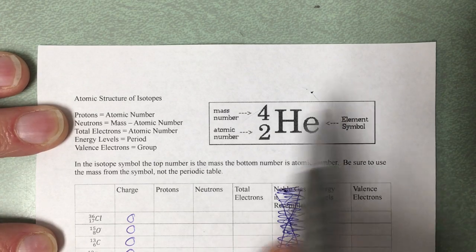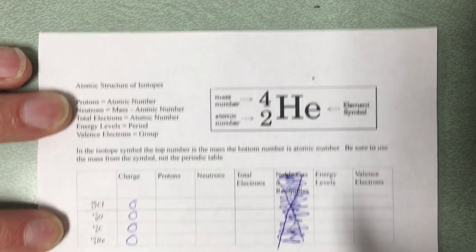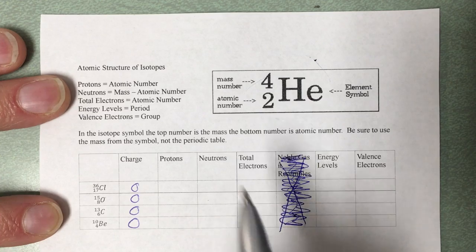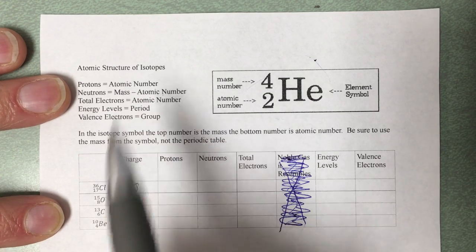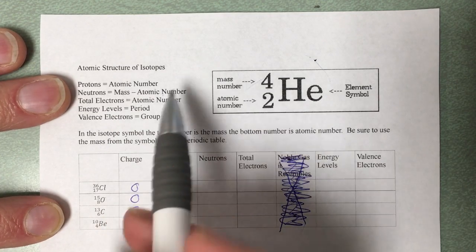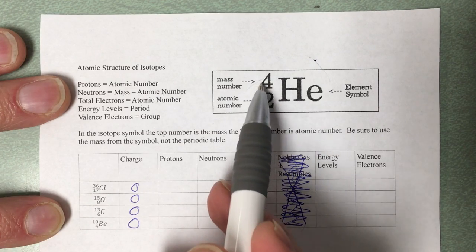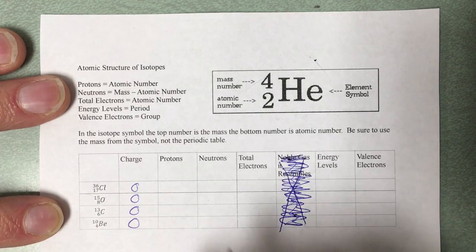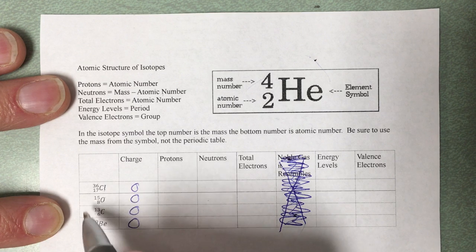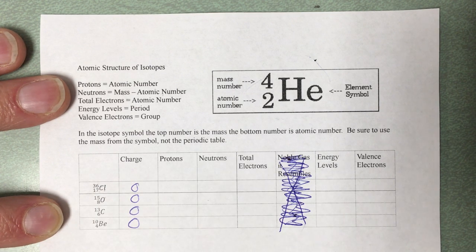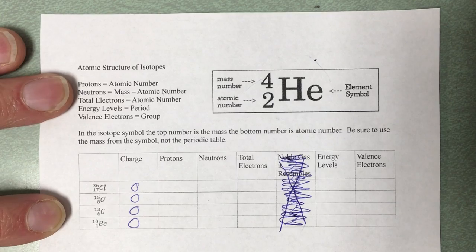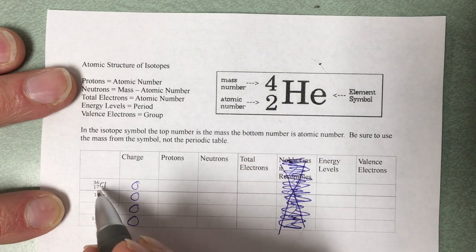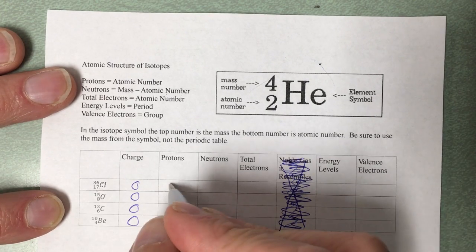None of these have a charge, so they all work out like the normal neutral atom, except for those neutrons. And we're still going to use the mass number minus the atomic number. But what we're going to do here is use this mass, not the mass off the periodic table. So we're starting off with chlorine. The mass is 36 and the atomic number is 17. Protons will still be equal to the atomic number. That's the number on the bottom.